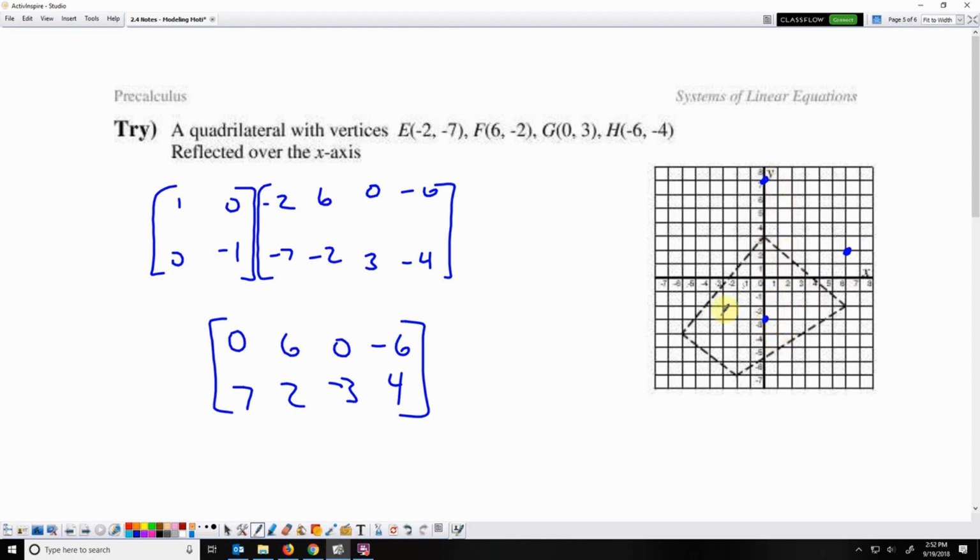I have a problem with my first coordinate there. I should have had negative 2 plus 0. So that should have been negative 2, 7. Okay, and then I've got negative 6, 4. So there it is reflected over the x-axis. So that x-axis is our line of symmetry.